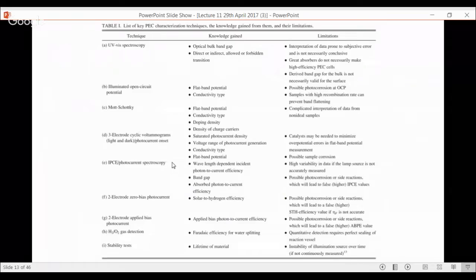So now, in the PEC mode, how will we be characterizing? Because she asked that question also: what are the characterization techniques that we will use? We will not go into the details of this. This is a list. UV visible spectroscopy will be used for finding out the band gap of the semiconductor, whether it is a direct band gap or indirect band gap semiconductor.